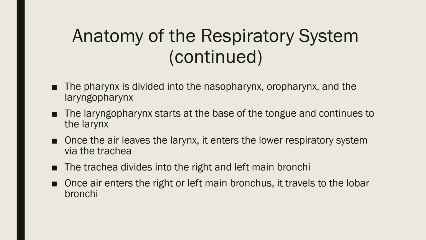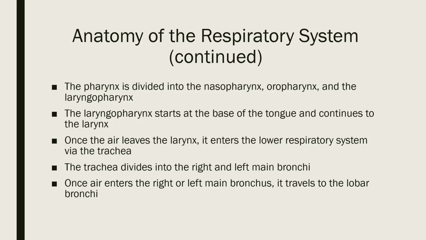The pharynx is divided into the nasopharynx, the oropharynx, and the laryngopharynx. The laryngopharynx will start at the base of the tongue and continue to the larynx. Once the air leaves the larynx, it enters the lower respiratory system via the trachea. So the trachea will divide into the right and left main bronchi.